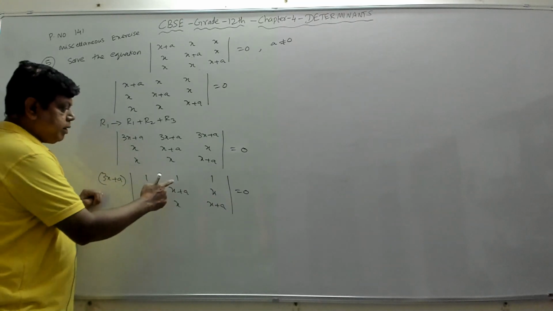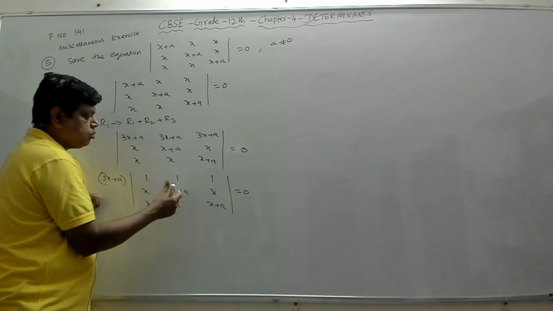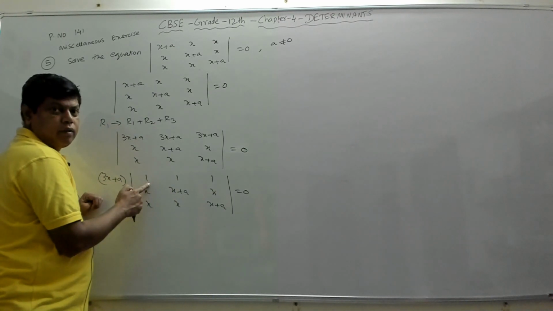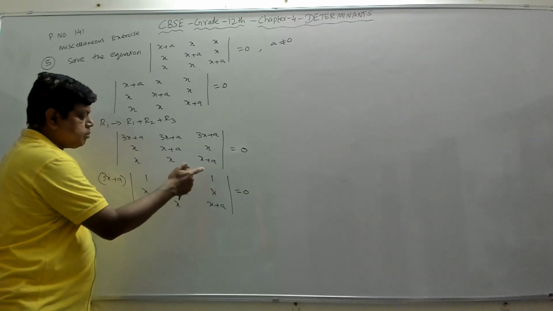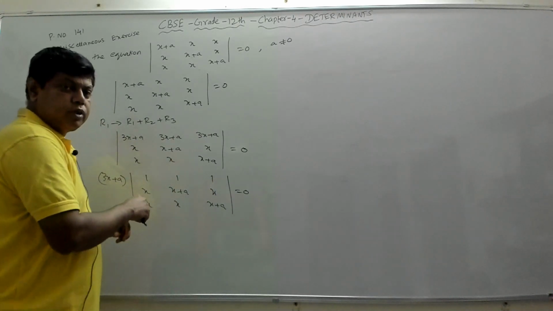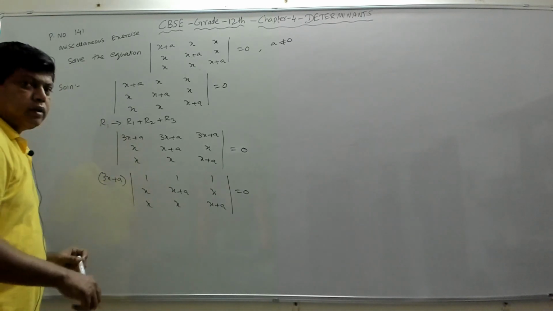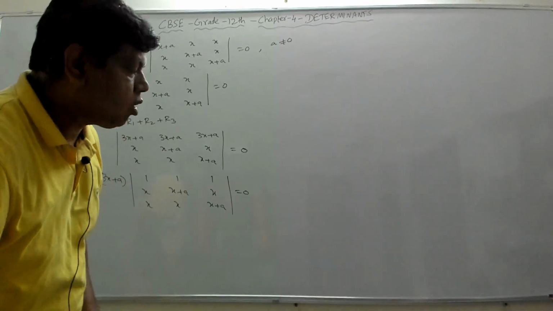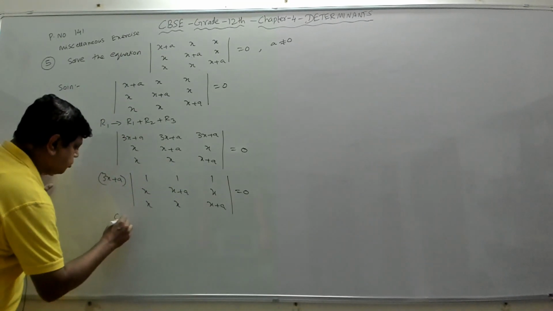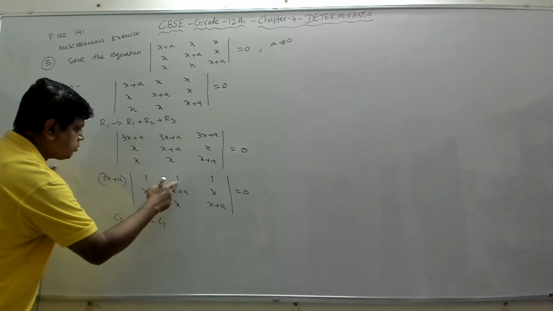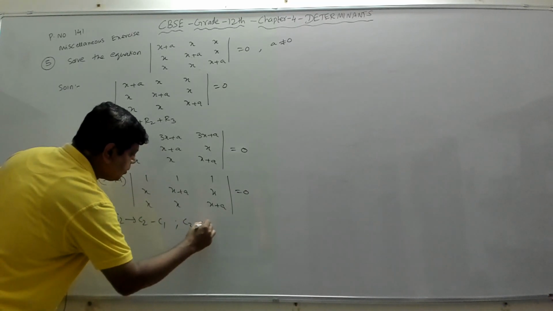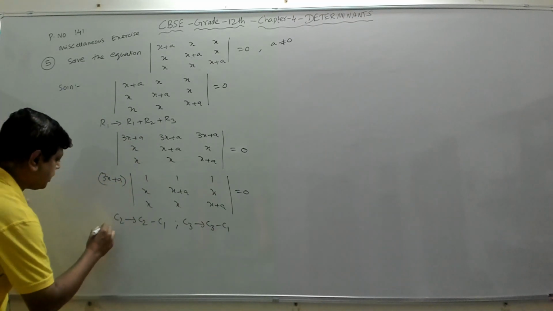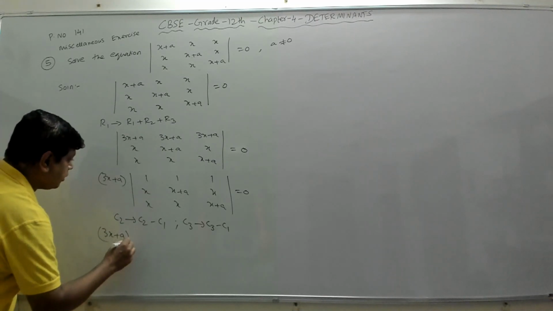Fine. Now we can make these two elements 0 by doing C2 is C2 minus C1. Then this will become 0. Again, if it's C3 minus C1, then it will also become 0. So we'll make the column operation: C2 implies C2 minus C1, so this minus this, and again C3 implies C3 minus C1. So this becomes 3x plus a into the determinant.